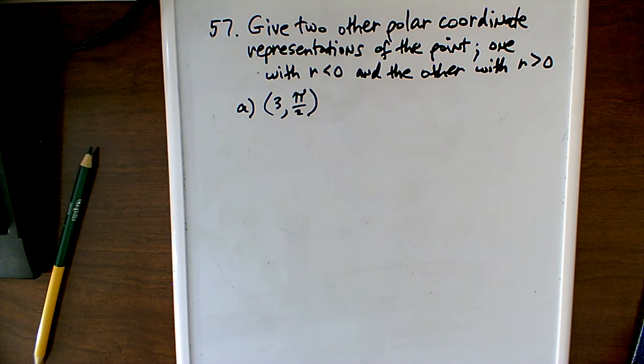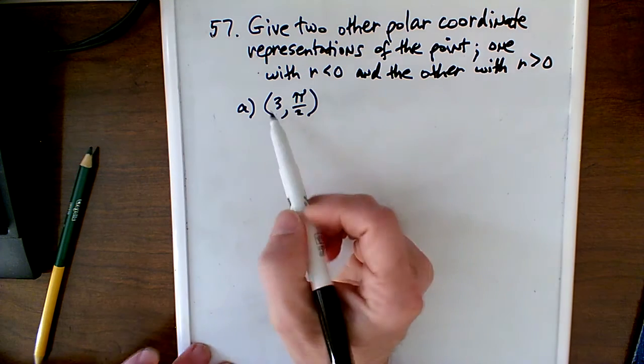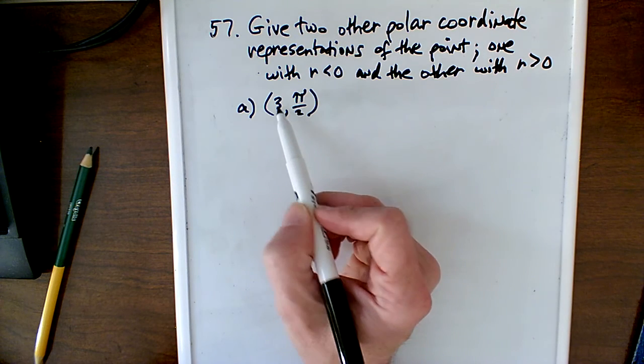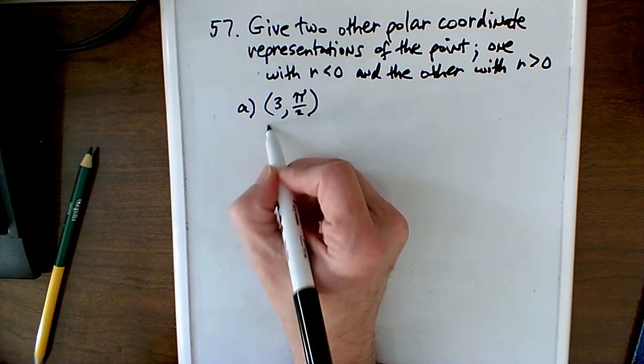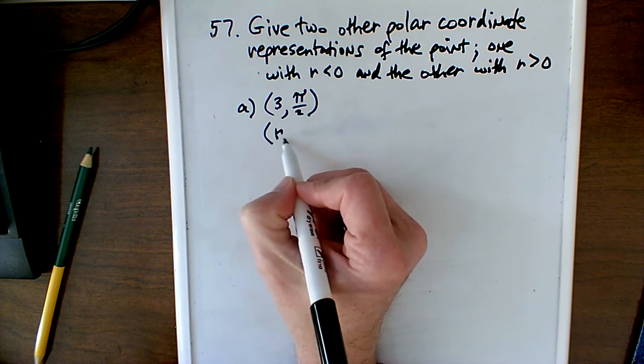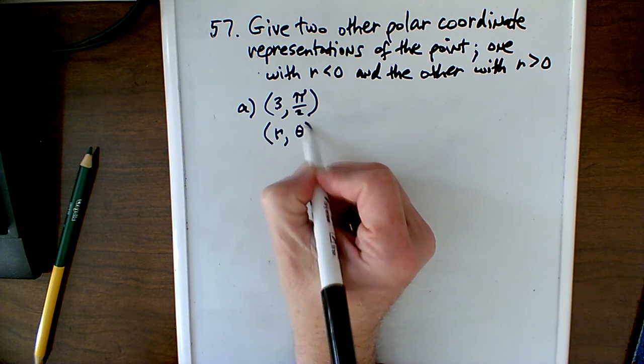Okay, in this next example, we're going to talk about polar coordinate representations of a point, and we want to do two more polar coordinate representations of the same point. So right here, these are polar coordinates of a point. The first one is always the r, and the second one is always the theta.